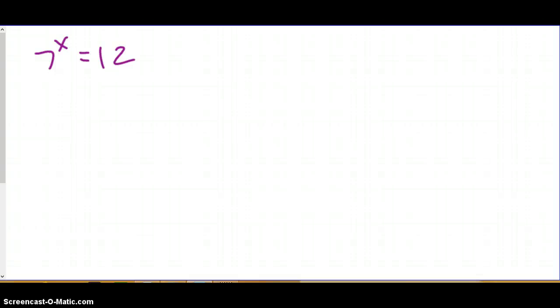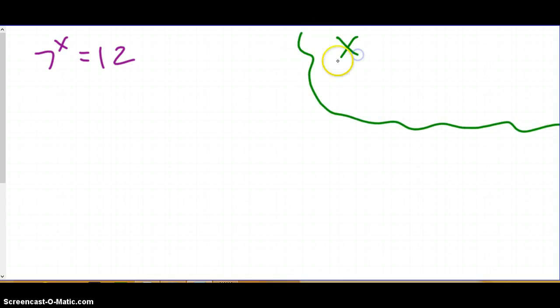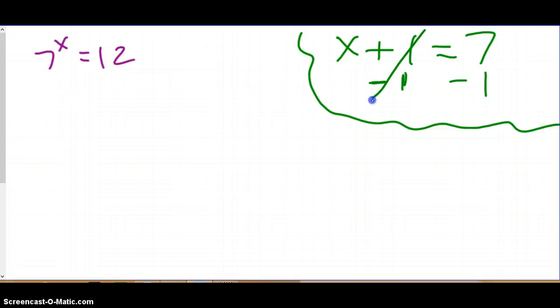This video will be on solving exponential equations. When we are working with exponential equations, we need to know the opposite. So when we're working with normal equations, this stuff on the side is just a side note. If I'm trying to solve for x, we've got to get rid of the 1, so we do the opposite and minus 1, because 1 minus 1 cancels each other out.